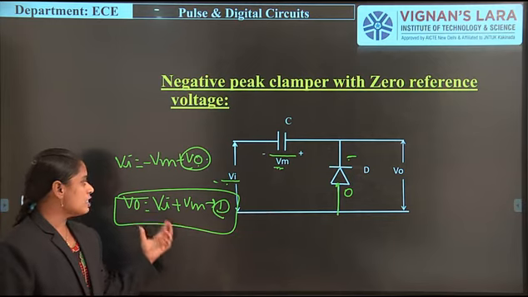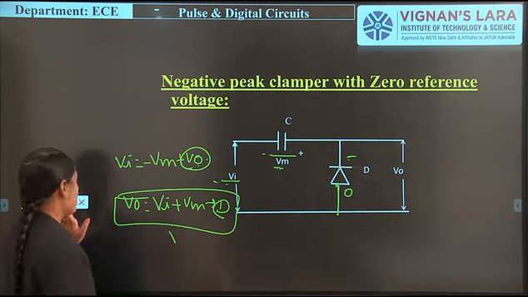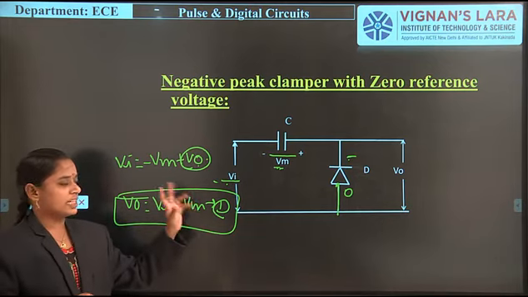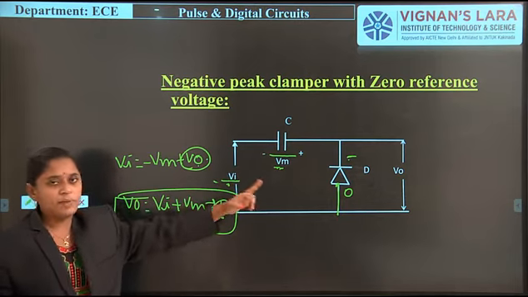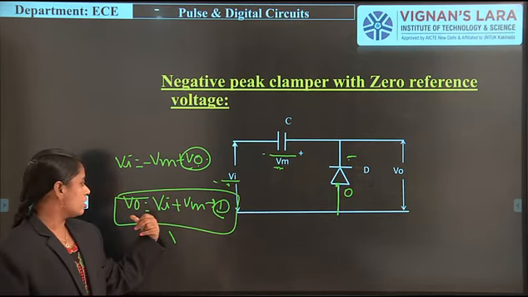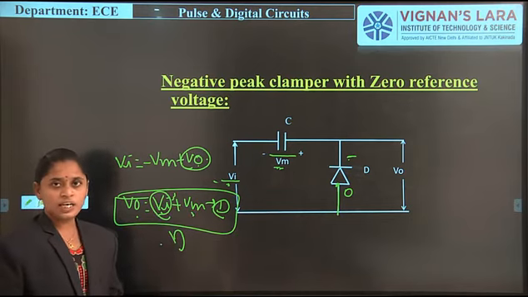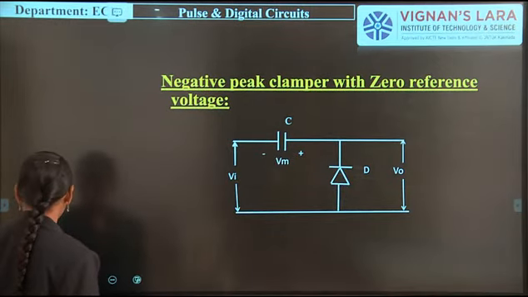Now we have to observe the output voltage for different conditions. We just have to change the diode direction as well as the capacitor condition. Then here the V input becomes minus Vm and plus V0, so V0 is equal to Vi plus Vm. At this time we substitute the different values of Vi, and then we get the output waveform. So what is the output waveform we have to observe?